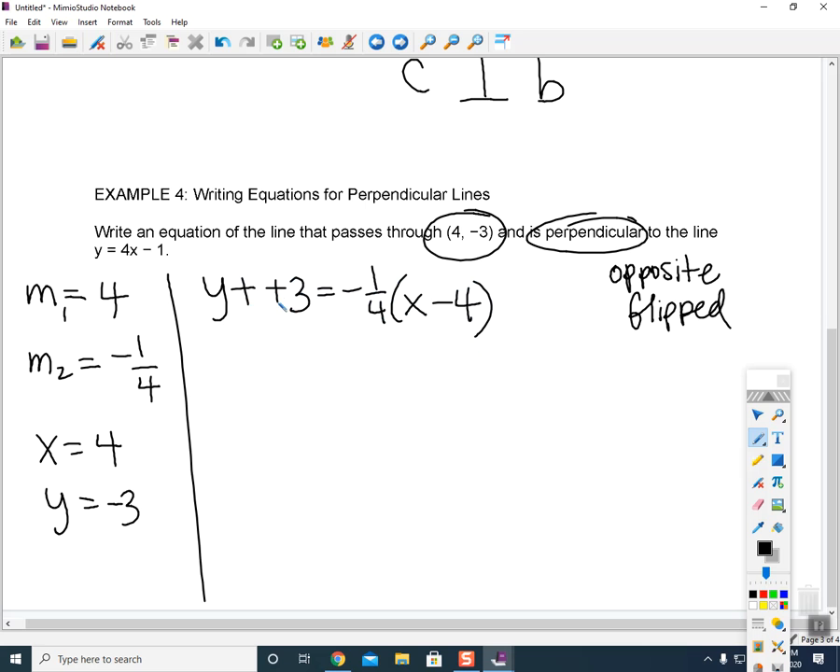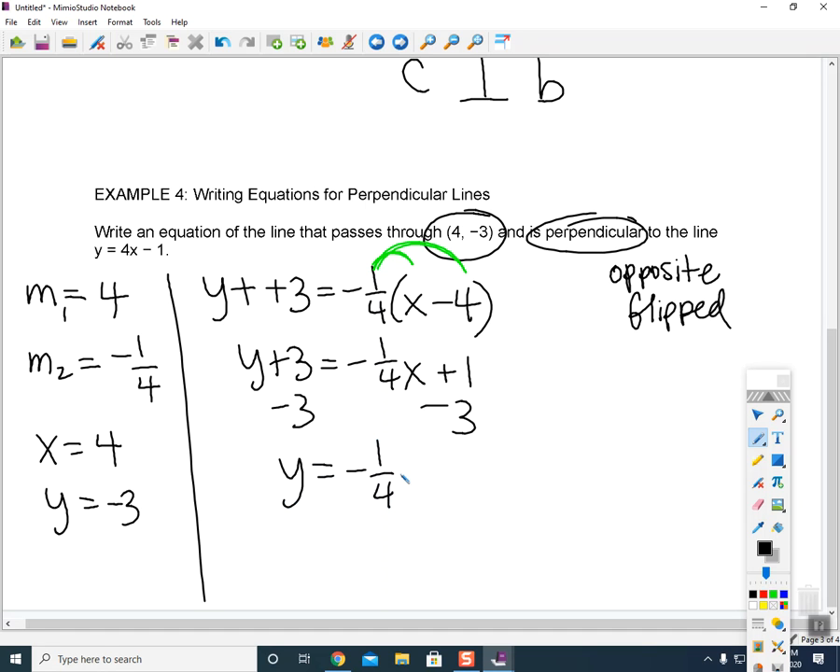When I subtract a negative, it becomes a positive. Also need to distribute my negative 1/4 to both places. Leaves me with y plus 3 equals negative 1/4 x. Negative 1/4 times negative 4 is a positive 1. Subtract 3 from both sides. I get y equals negative 1/4 x minus 2.